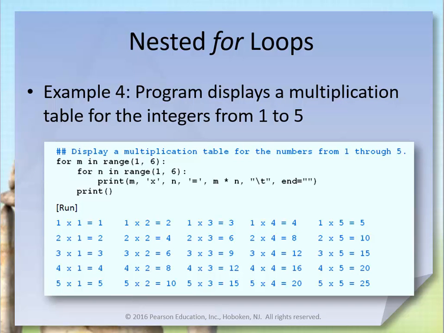Here's an example of a nested for loop that has for m in the range of 1 to 6 and for n in the range of 1 to 6. Print out a multiplication table. So good example, the first variable will stay the same while this one increments. That allows us to print out the multipliers of 1 and then 2 and so on and so forth. So nested loops can be pretty handy depending on what you're trying to do.